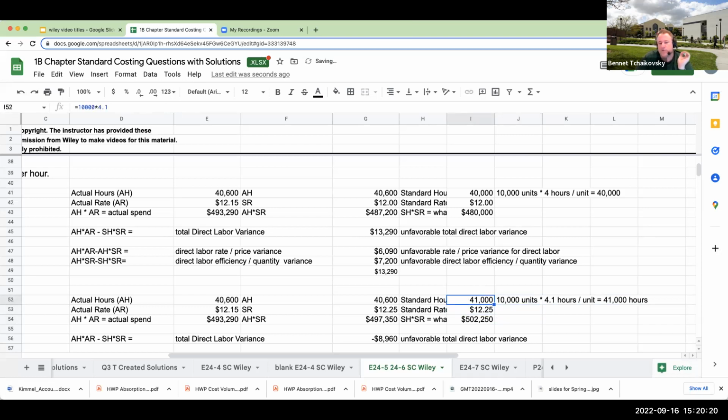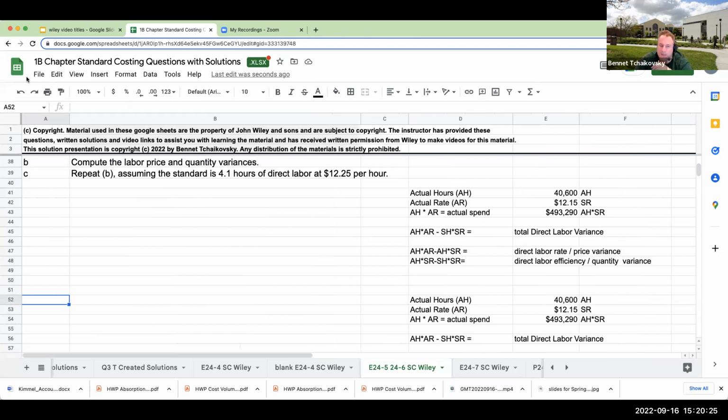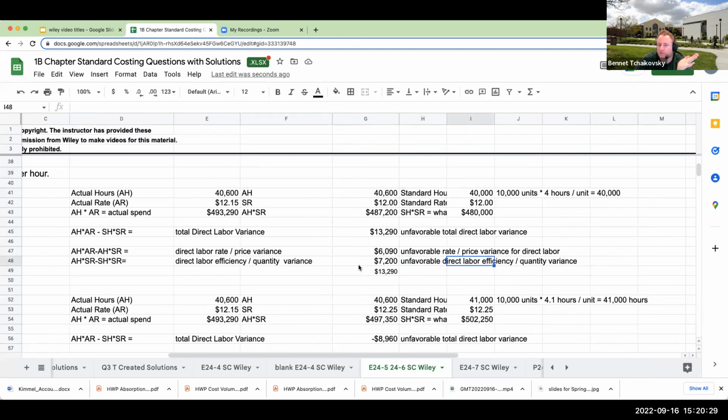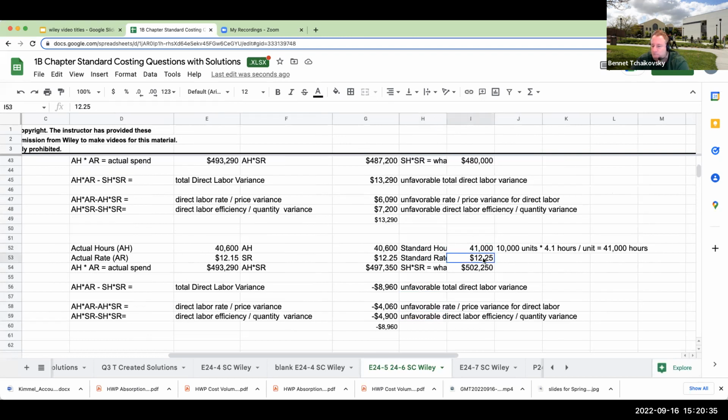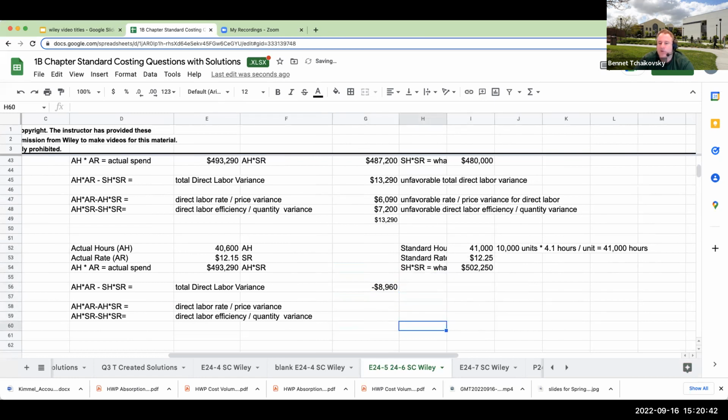So over here, what I'm doing now is changing my standard hours. It's saying repeat B, assuming the standard is 4.1 hours at a direct labor rate of $12.25 per hour. So when I look at this one, this is now my new standard. The first thing I want to do is compute the total variance. If I use 41,000 at $12.25, I'm going to come up with 502,250.